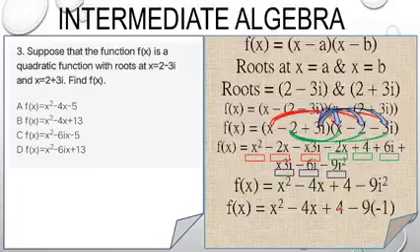Okay? Then simplify natin yung negative 9 times negative 1. The answer is positive 9. Then mag-add tayo ng 4. The answer is 13. And therefore, the answer for number 3 is f of x is equal to x squared minus 4x plus 13. Saan nakuha yung 13? Ito. Yung negative 9 times negative 1 is positive 9 plus 4. The answer is 13.